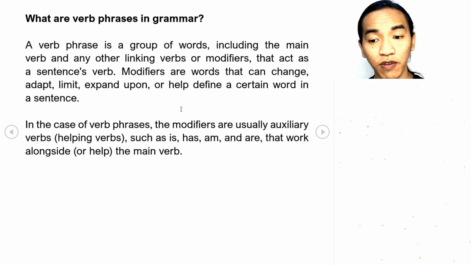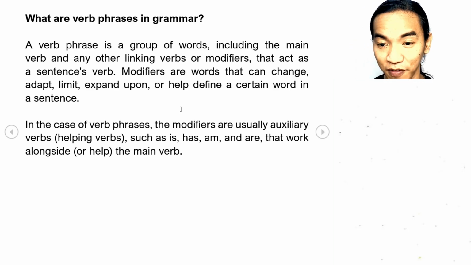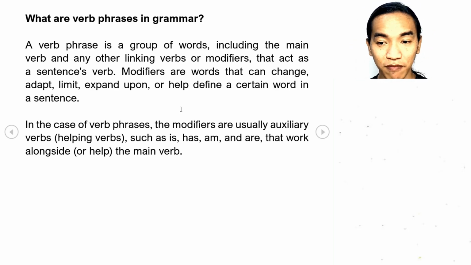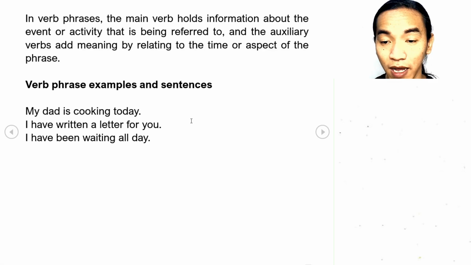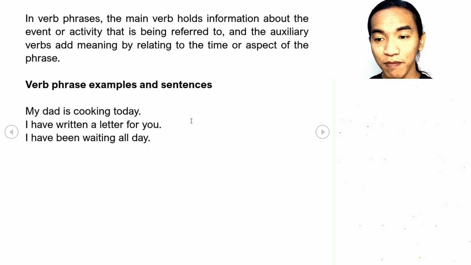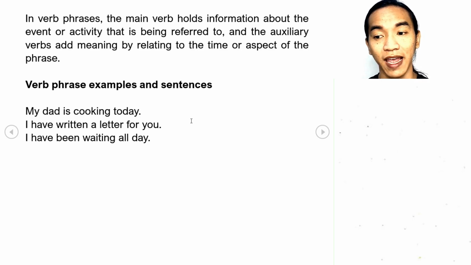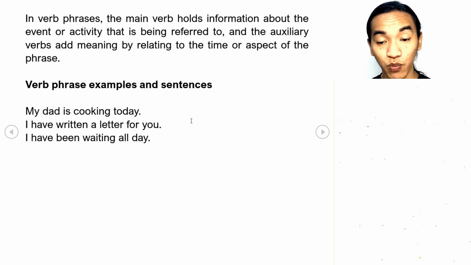So in the case of verb phrase, the modifiers are usually auxiliary verbs or helping verbs such as is, has, and are that work alongside the main verb. Okay? So we have your helping verbs and your main verbs here. Now, in verb phrases, the main verb holds information about the event or activity that is being referred to. So that's why we call it main verb because it focuses on the activity or the action. And the auxiliary verbs add meaning by relating to the time or aspect of the phrase. Okay, normally it tells you about the time or the aspect when we have your helping verbs.